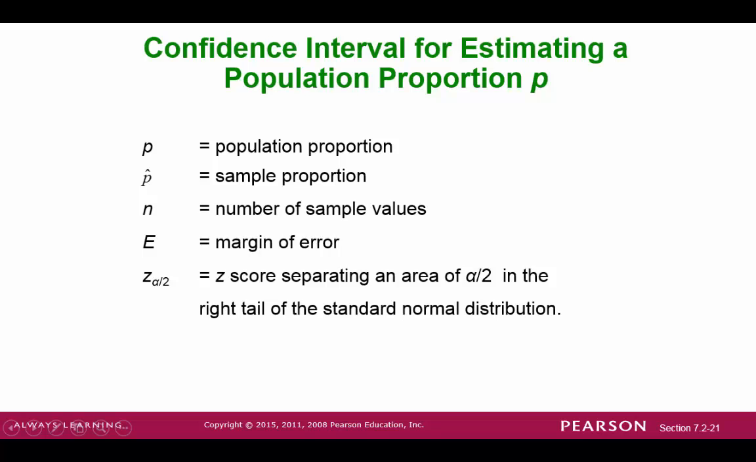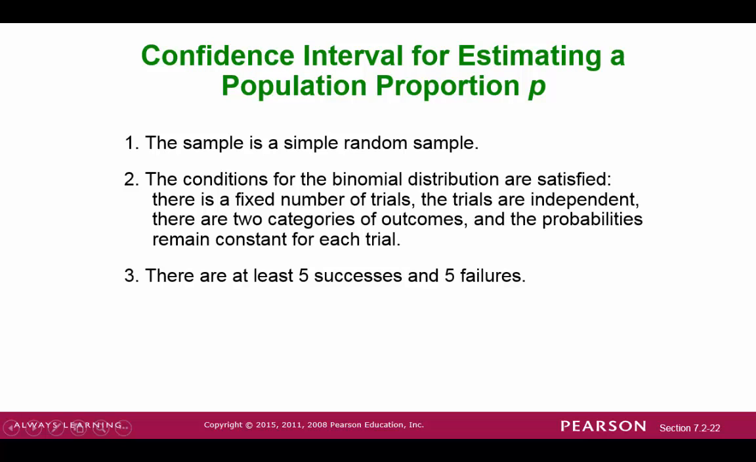Now z sub alpha over 2 would be that z-score separating the area of alpha over 2 in the right tail. Again, we have some common z values that would be easy for us to use, and when things get more complicated, we can use the calculator. In fact, we can use the inverse norm in our calculator to find the other non-standard z values. So here are the steps.